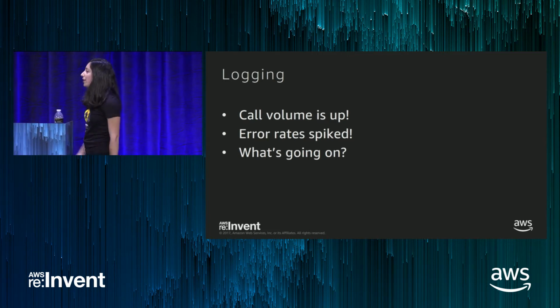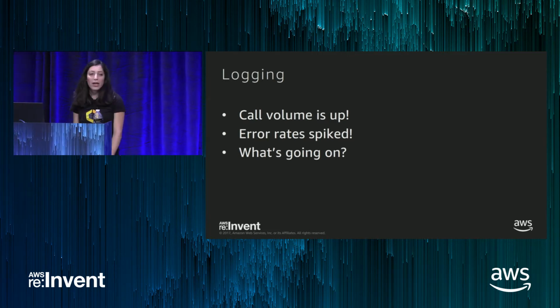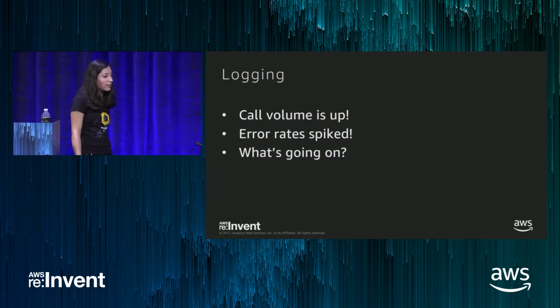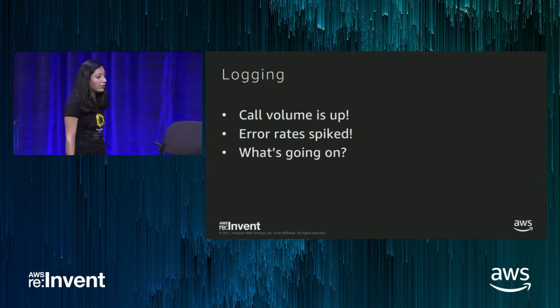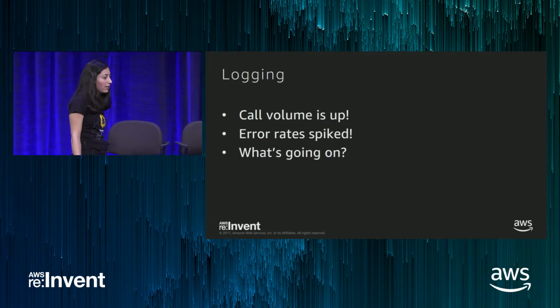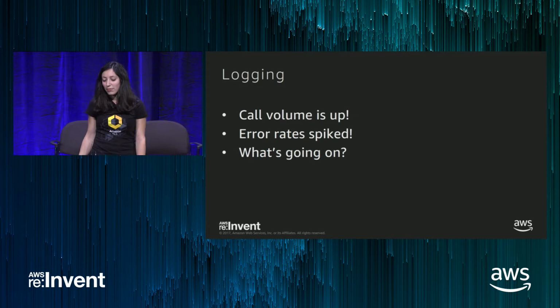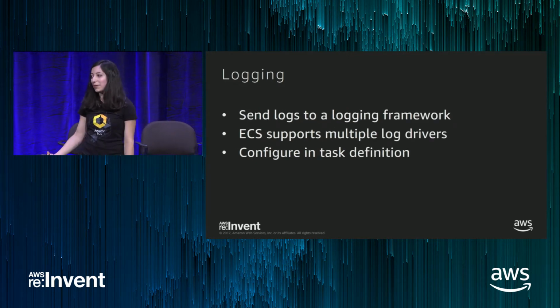So great, now you have metrics, and you see that your call volume went up, and you want to know which customer is causing that. Or your error rate spiked. Which API is it? How do you figure out what's going on? What you want to do is you want to have application logs.